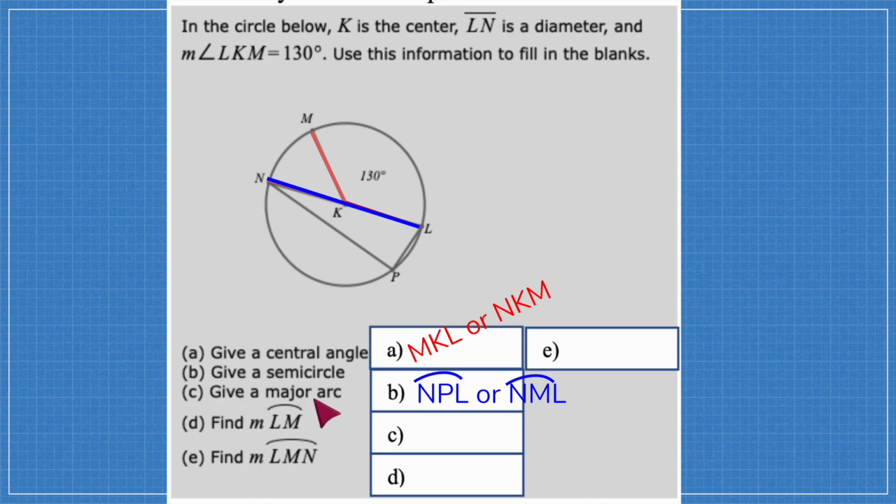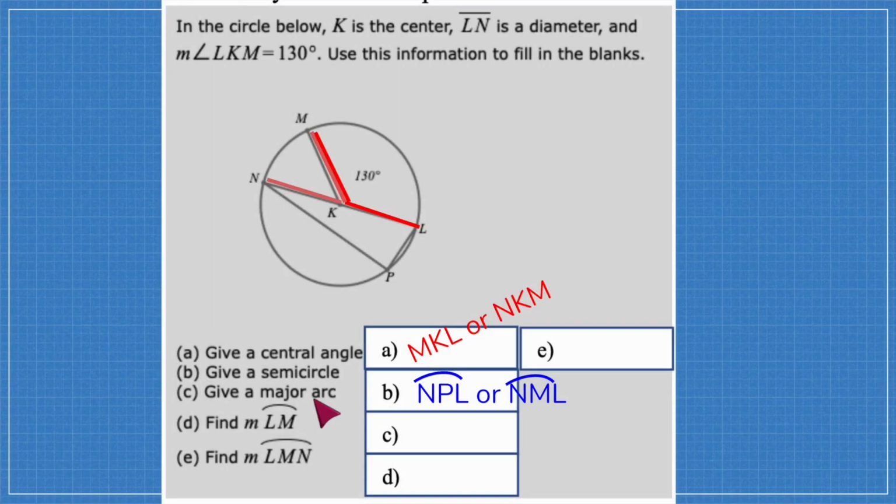All right, so part C says give a major arc. So in this one, we can go back and we can focus on the 2 central angles because those are kind of the easiest ones to do. So I could focus on the arc that's created. If I look at the 130 degrees, I could go around the outside of this arc, right? So I could go M, N, L. I went NPL when I typed it in. As long as I'm using one of the two letters that's in between, that's fine. So it could be MNL or MPL. Either way, that's fine. It should have the two endpoints on it though, so I know where to begin and end.